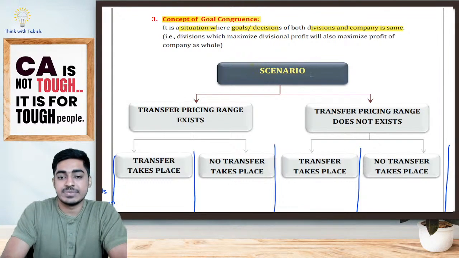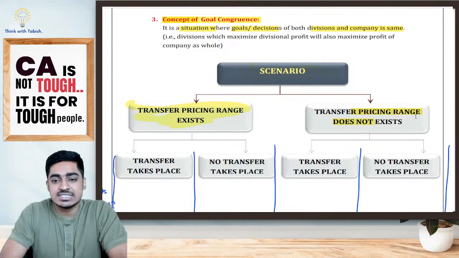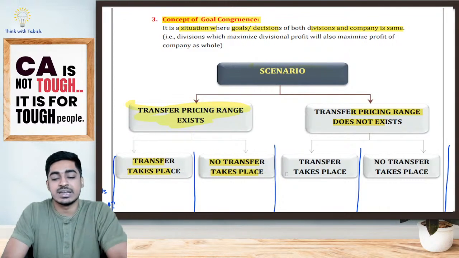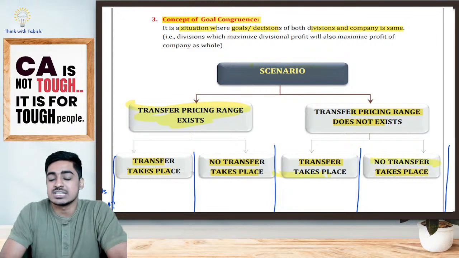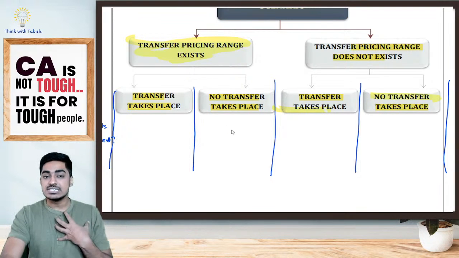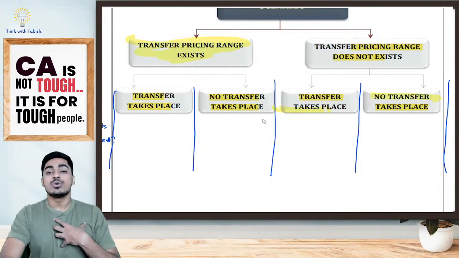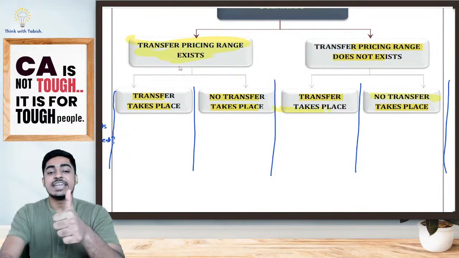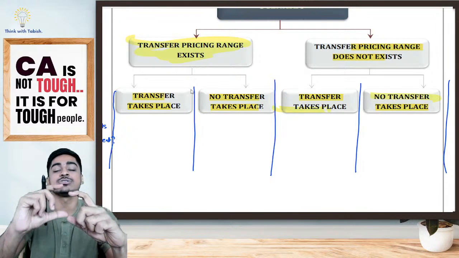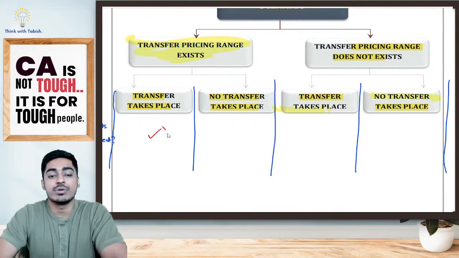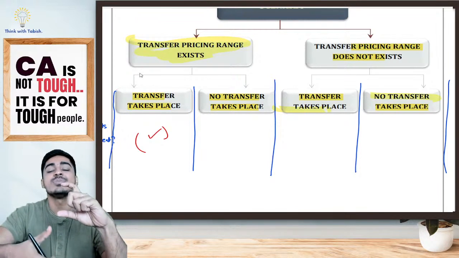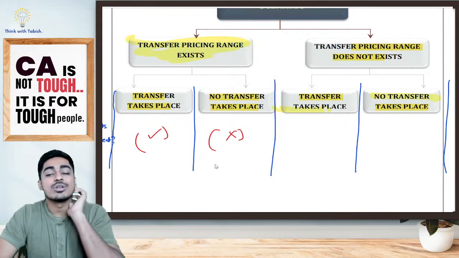Now look at this. Same scenario, we are telling transfer pricing range exists, range does not exist. Yes, range exists, transfer takes place. Range exists, transfer does not take place. Range does not exist, transfer takes place. Range does not exist, transfer does not take place. Ideally, if the transfer pricing range exists, what does the company want? The company wants that transfer should take place. And in actual, if transfer takes place, the company is also telling transfer should take place, divisions are also making the transfer. We are telling goals are congruent. But range exists, the company is telling transfer should take place, but the division is not making the transfer. We tell goals are not congruent.